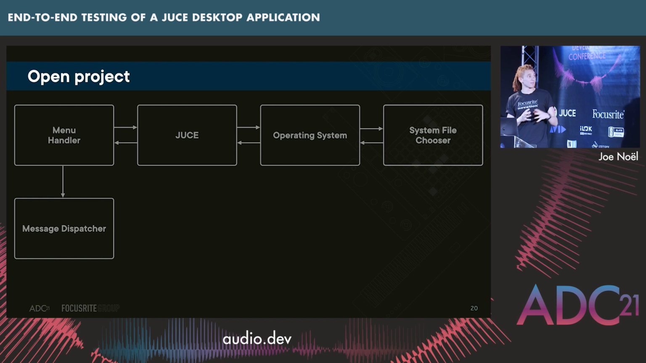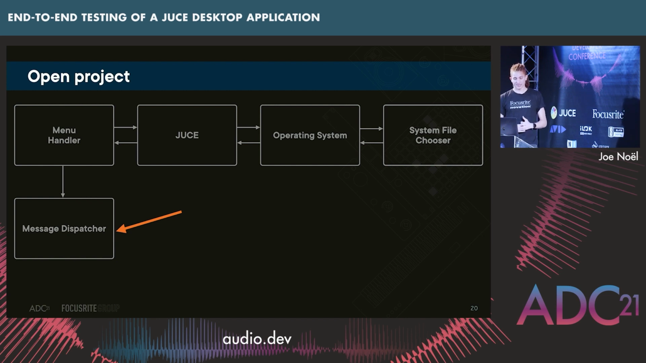So again, if we think about the bits that we definitely trust, we definitely trust the system file chooser, and we definitely trust the operating system. We're probably going to trust JUCE as well. There's a little bit of code in our menu handling, which is going to ask for a file chooser, and we'll probably have to trust that as well. So that means we can jump straight into this message dispatcher. If we can send a command over that channel to say, open a project, and we pass it the exact path of the project, that's as close as we can get, or as close as we want to get to simulating the user actually choosing to open a project.